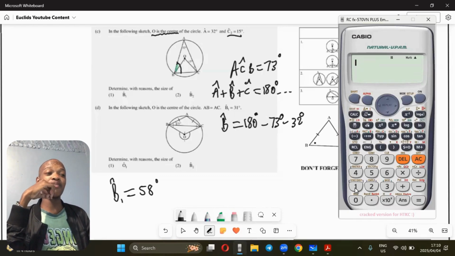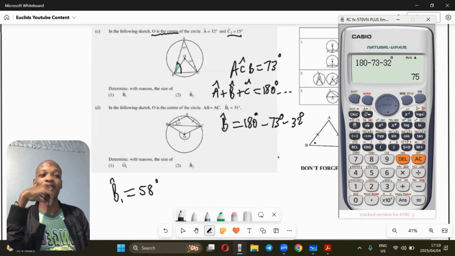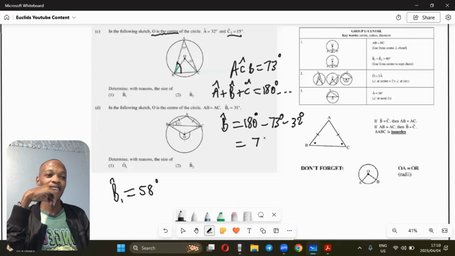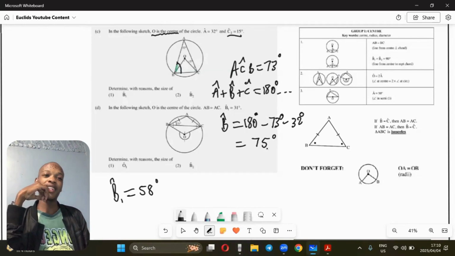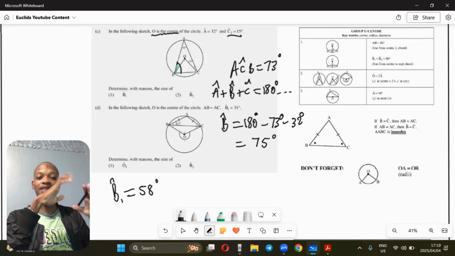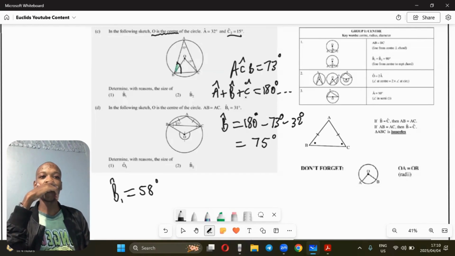That way you do the same. 180 minus 72. Go calculator. So the answer is 75 degrees for the entire angle B. Now, can I calculate B2?